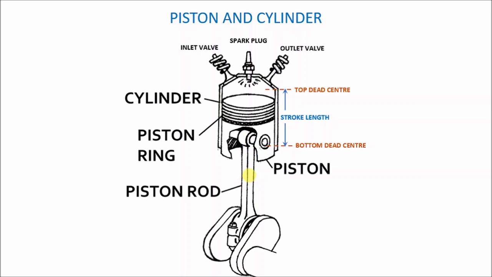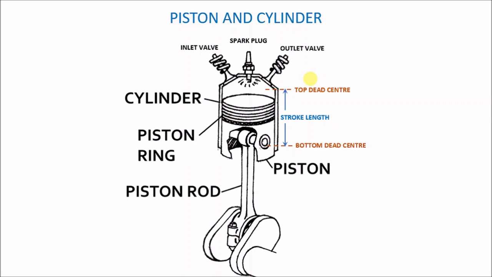Again, it will start moving up, but this time the outlet valve will be open. And so the mixture that has just gone through combustion is then going to be exhausted through the outlet valve. And that is what you see coming out of the exhaust pipe of your car. Okay?